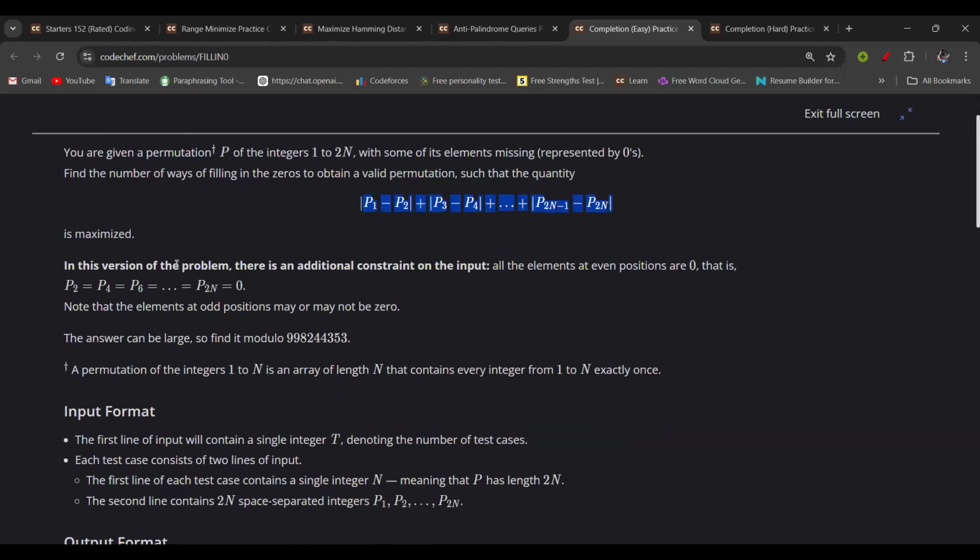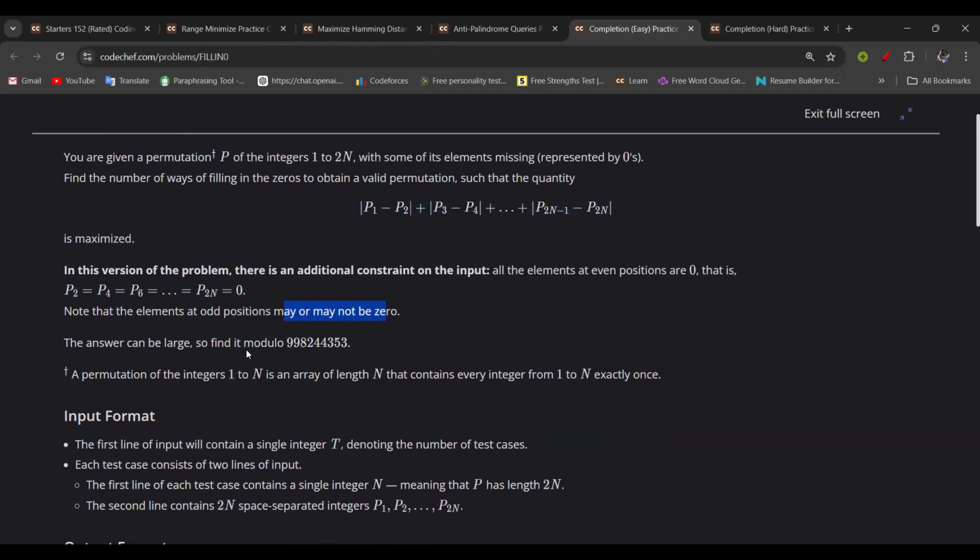And also in the easier version, you are given that all the values in the even indexes are always 0 because they are unknown. Okay, so this is given in the easier version. Note that elements at odd positions may or may not be 0. Answer can be large, so find it.